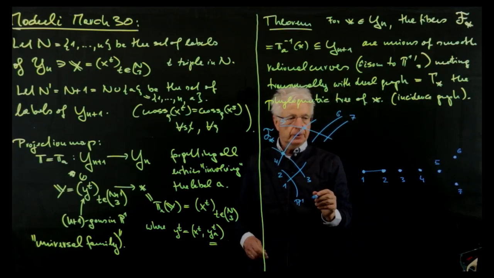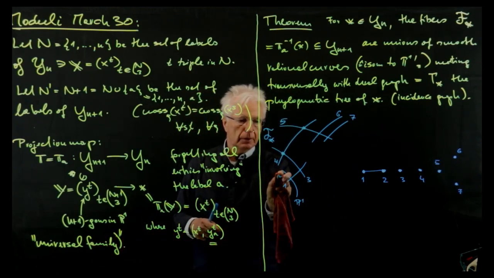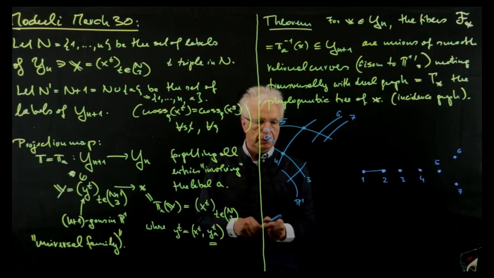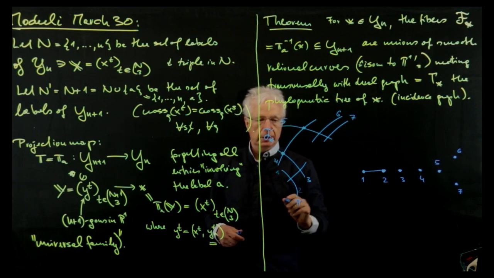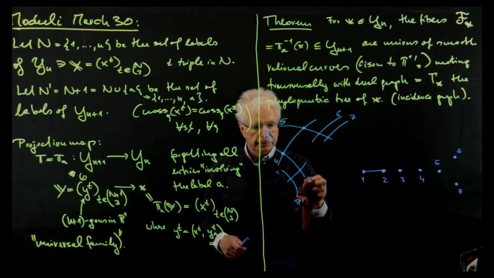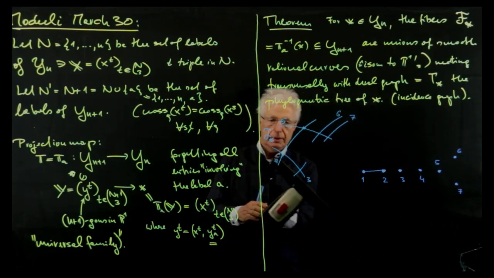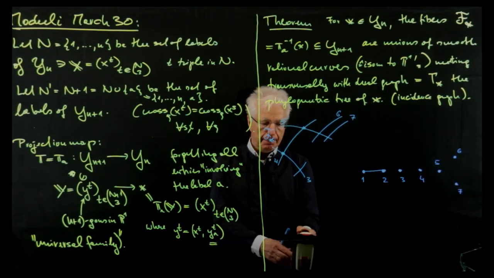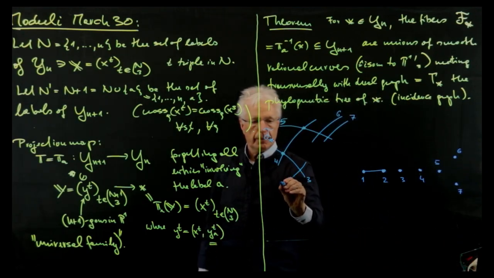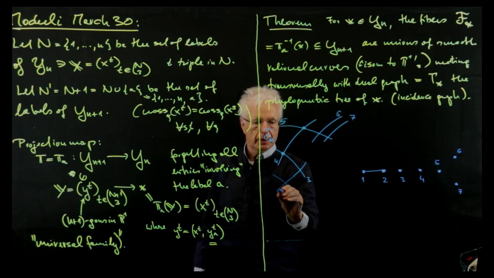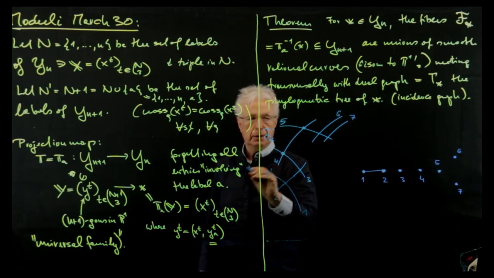My notation was, let me change this here. Sorry. I want to have it opposite. I want this one to be 1 and this one to be 2. So this is 1, and this is 2, and this is a P1.